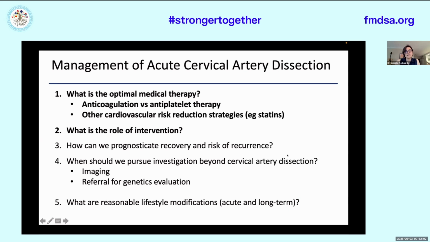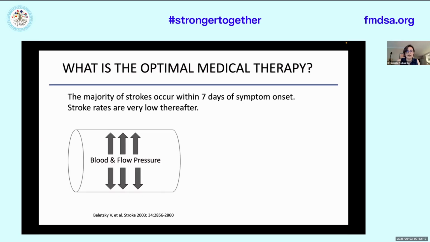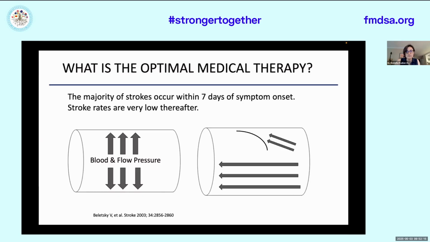But when a patient has dissection, there's a number of questions that come up. What's the best medical therapy? And when should we do intervention? I'm going to start with those 2 questions before we move through the other 2. And I think the treatment comes back to the mechanism of dissection. So we've got that tube, it's got a tear in the artery, and we've got blood flow on both sides of that tear. And the body's response to that injury is to make a blood clot.